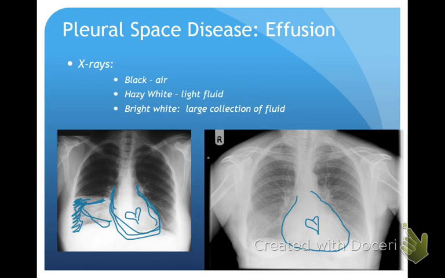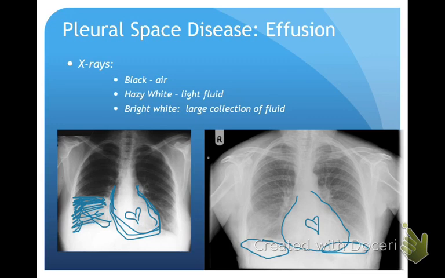But they're really not. They are collections of fluid at the base of the lungs, and they are super white, because the more fluid there is, the whiter it is. So this right here is like developing. I don't even know if I would call that an effusion, other than the fact that this all in here looks a little off kilter. So that I might call an effusion. This is definitely an effusion, these little guys right here. That's a collection of fluid.